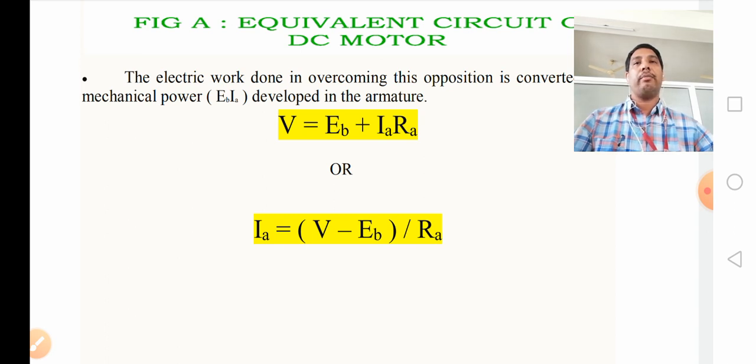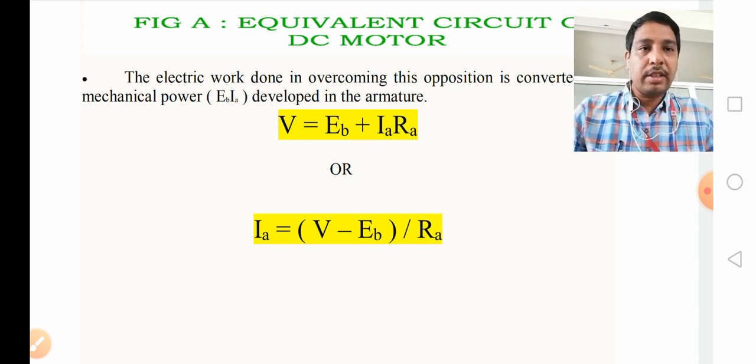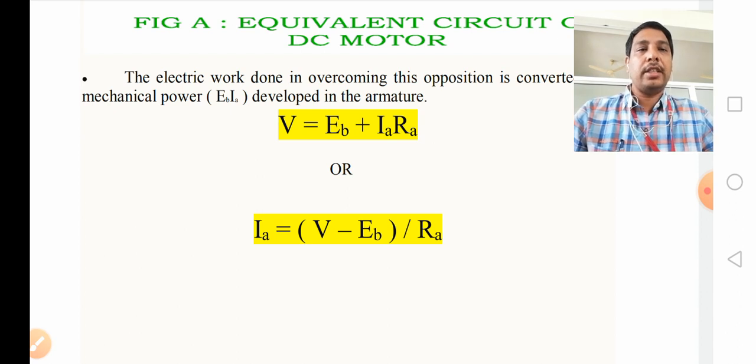Or we can write the same equation by bringing IA RA to the left-hand side: IA RA is equal to V minus EB. If you simplify, you will get IA is equal to V minus EB divided by RA. That is the armature current value, V minus EB divided by RA. Overall, this is what we have discussed as part of the DC motor.